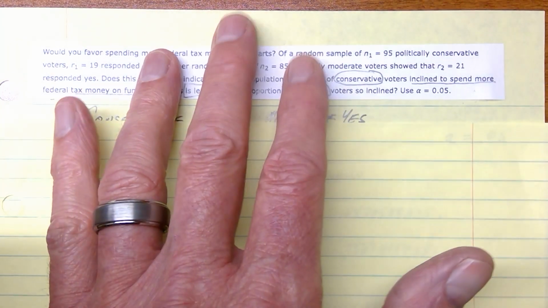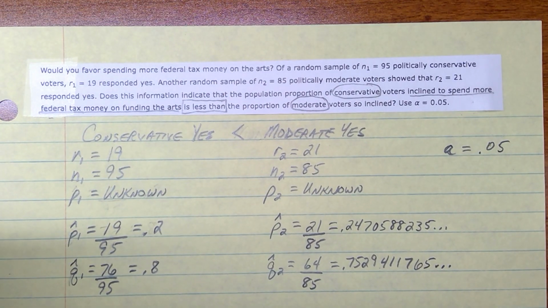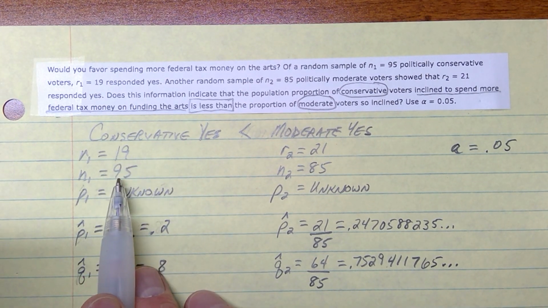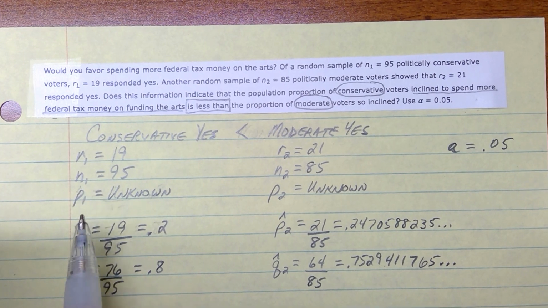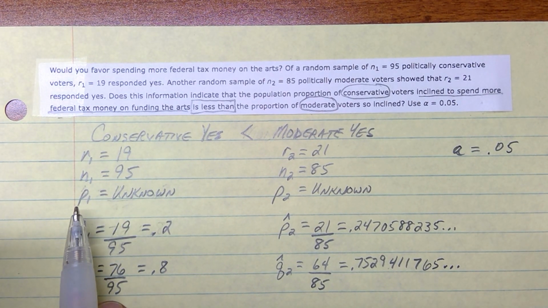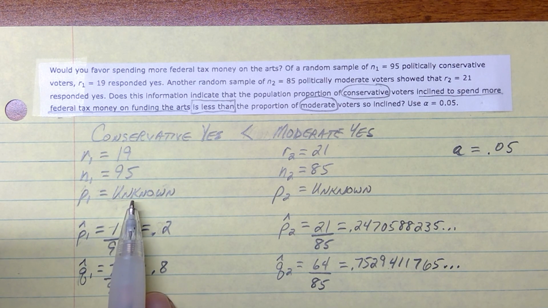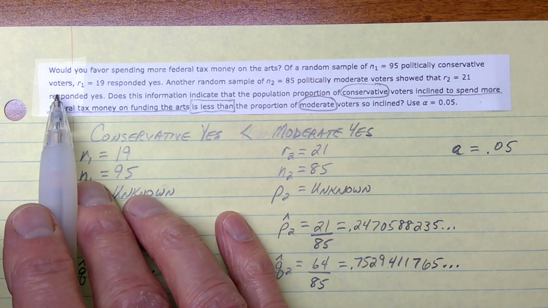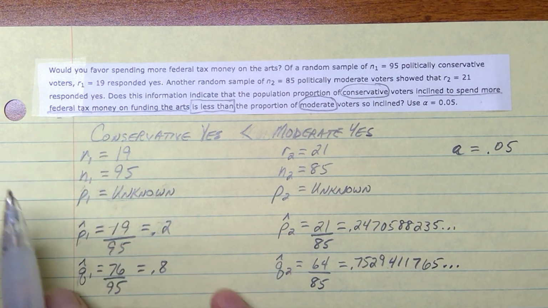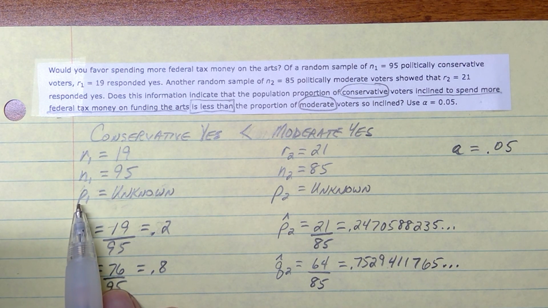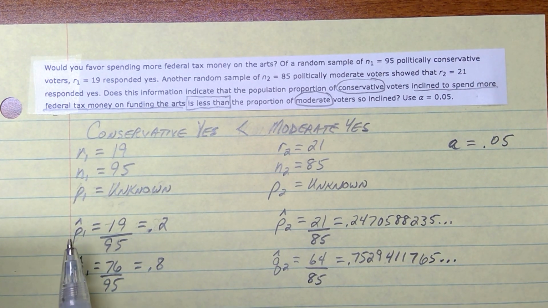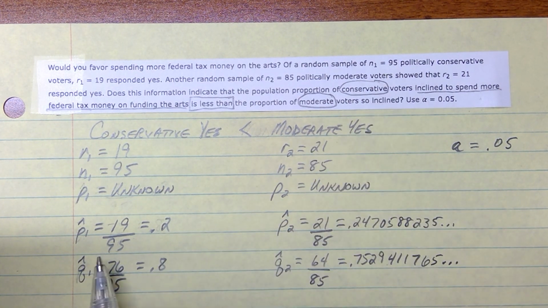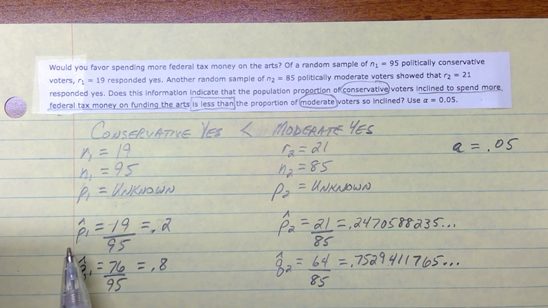All right, let's just organize the information here. Okay, so conservative, there was 19 out of 95. That's R out of N, group 1. This is extra information, but I like to write it down. My population proportion for group 1 is unknown, all right? I'll never be able to ask all politically conservative voters this question. I just won't be able to get around to all of them. So I'm not going to know what the true proportion is. All I can do is guess at it using the ones that I could catch, using the 95 voters that I could catch. So I'm going to guess at the population based on my sample.